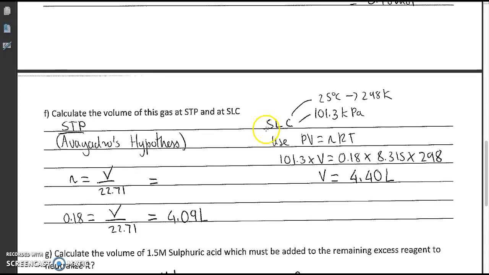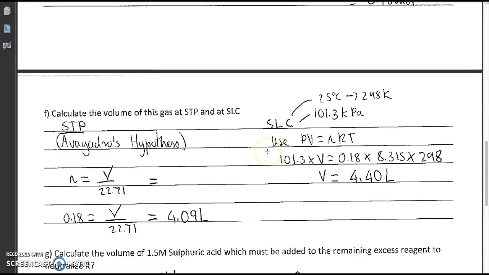If I would look at standard laboratory conditions, the actual conditions are different to standard temperature and pressure. In standard laboratory conditions, we have a temperature of 25 degrees Celsius, not 0 degrees Celsius, and a pressure of 101.3 kilopascals rather than 100 kilopascals. So both these values, 298 degrees Kelvin and 101.3 kilopascals, are larger than the values for standard temperature and pressure. So as we increase the pressure and we increase the temperature, we would expect the gas to become larger. So we'd expect the volume to increase.